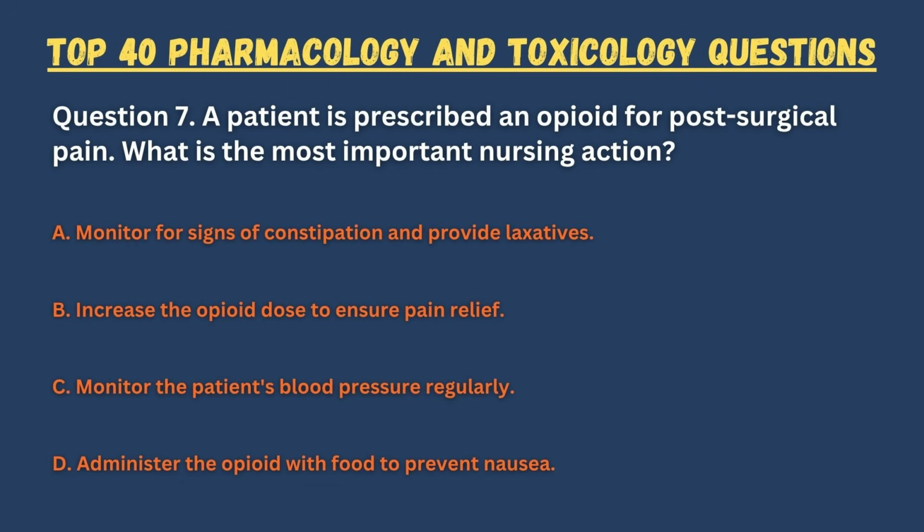Question 7. A patient is prescribed an opioid for post-surgical pain. What is the most important nursing action? A. Monitor for signs of constipation and provide laxatives. B. Increase the opioid dose to ensure pain relief. C. Monitor the patient's blood pressure regularly. D. Administer the opioid with food to prevent nausea.